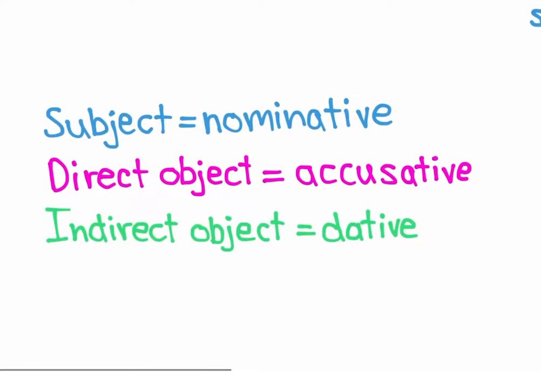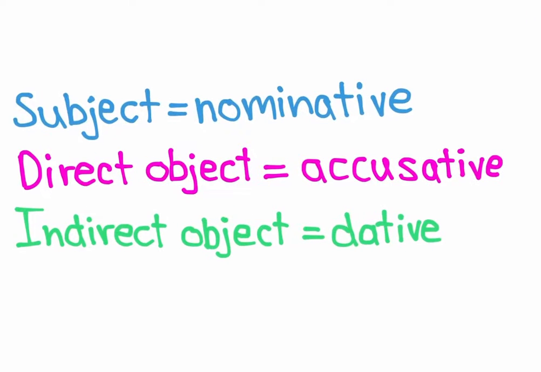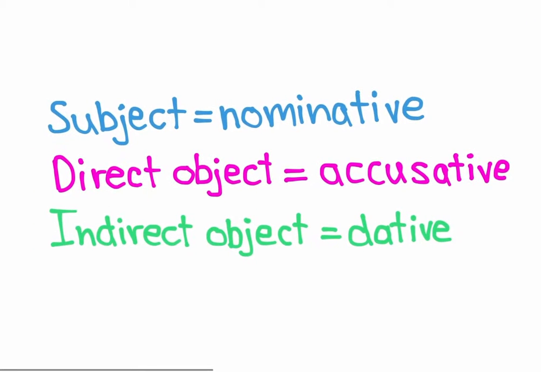In most languages, the subject has the nominative case. Then the direct object has the accusative case, and the indirect object has the dative case. But why is it important to know this? Because in many languages, the word changes according to their function in the sentence.